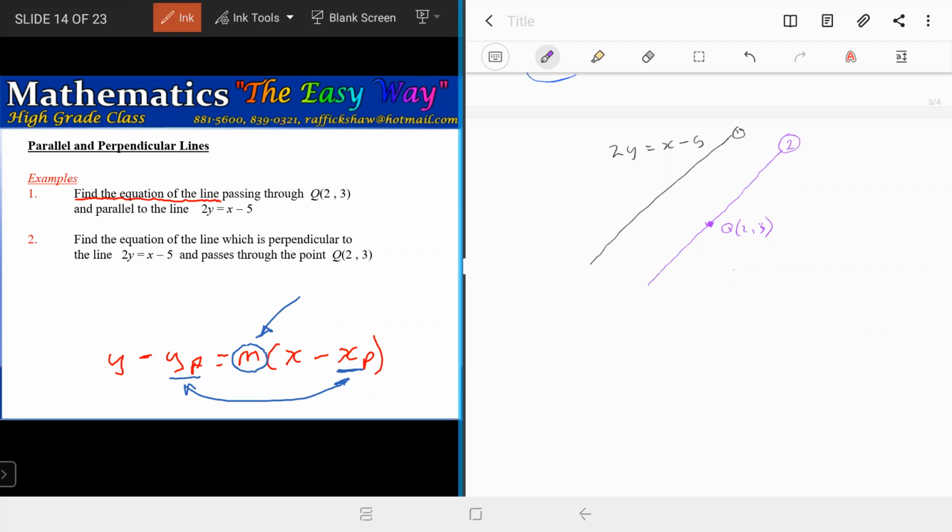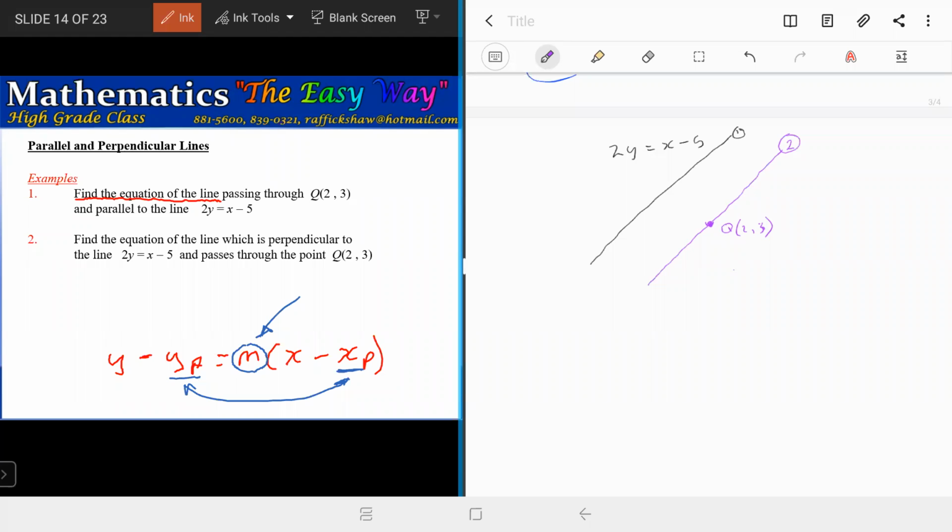It passed through a point Q, and it is also parallel. The line that we want is parallel to another line, which is 2y equals x minus 5. Once you see the word parallel in a question, you have 2 lines with the same gradient. So the gradients are the same. And they give you the equation of the black line. Because they gave us the equation of the black line, we can extract the gradient of the black line from the equation.